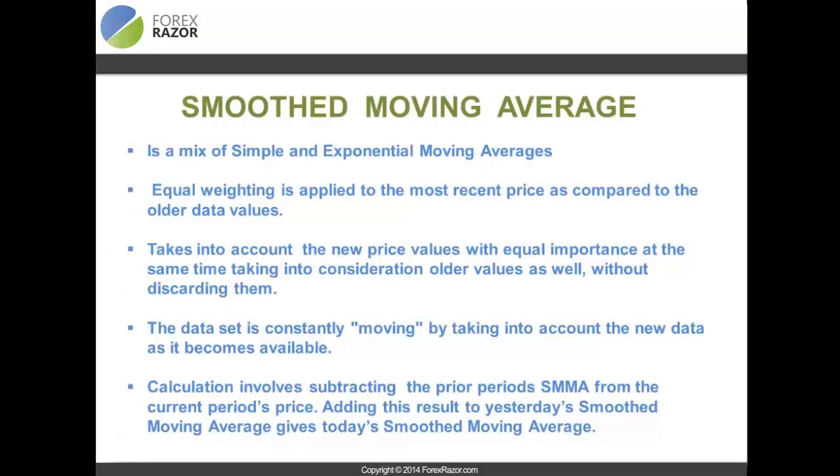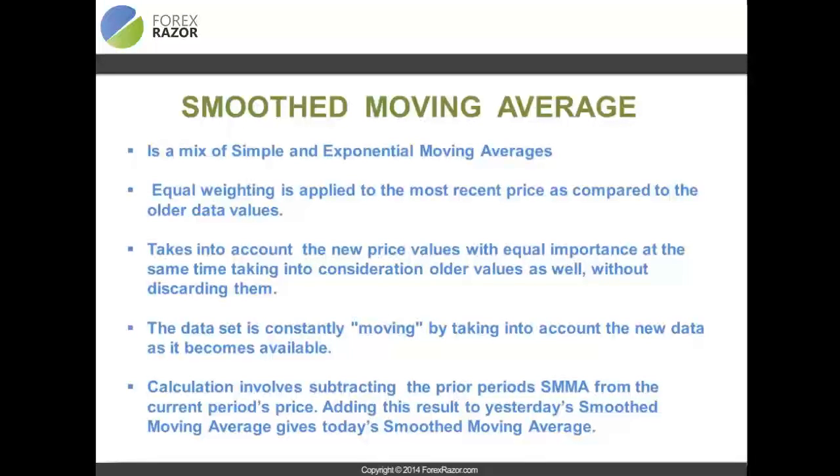And finally, we have the smooth moving average. The smooth moving average is a combination of both the simple and exponential moving average. It assigns equal weighting to the recent price data. However, the weighting varies as we move further towards older price data. The smooth moving average takes into account the new price values with equal importance. This data set is also constantly moving by taking into account the new data as it becomes available.